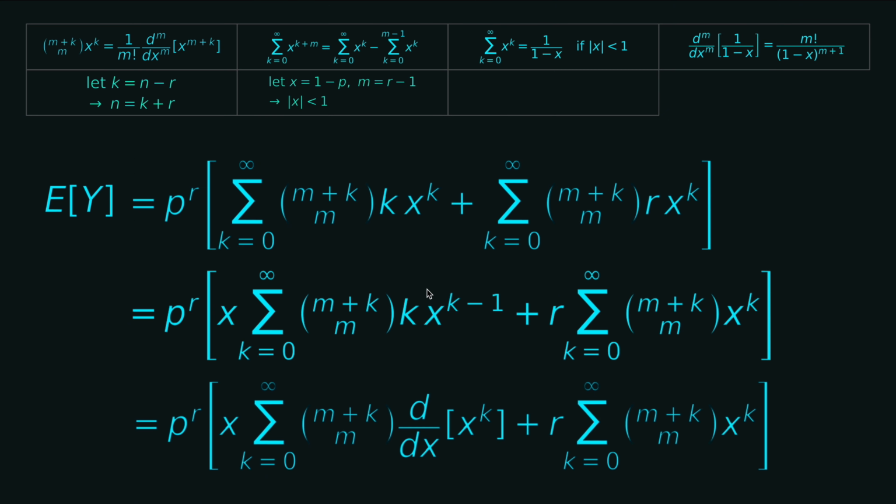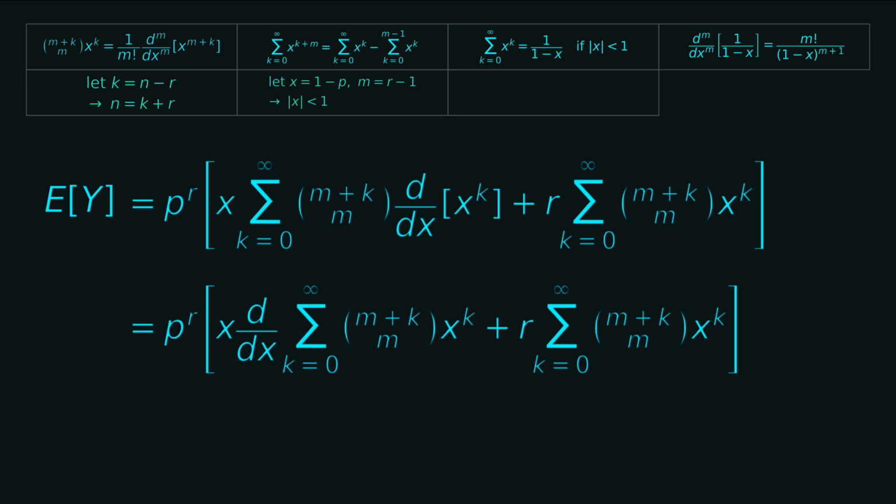So I'm going to replace k x to the k minus 1 with the derivative with respect to x of x to the k. And I'm just going to pull the r outside of this summation here. That's all I did on this side. The summation is in terms of k, so the r can be pulled out.